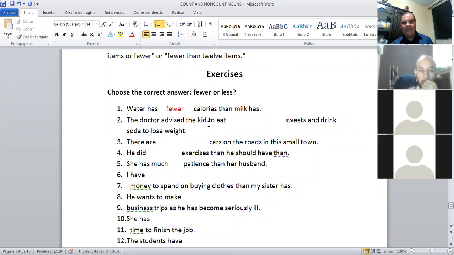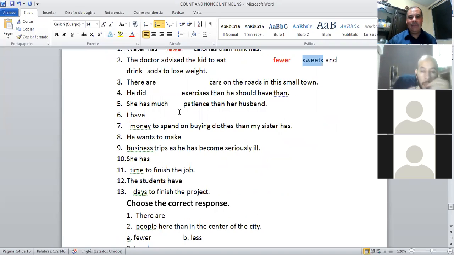The doctor advised the kid to eat fewer sweets. Can you see? Because we are talking about the sweet and not the soda or something else. We're talking about the sweets, los dulces, the candies. Very good.